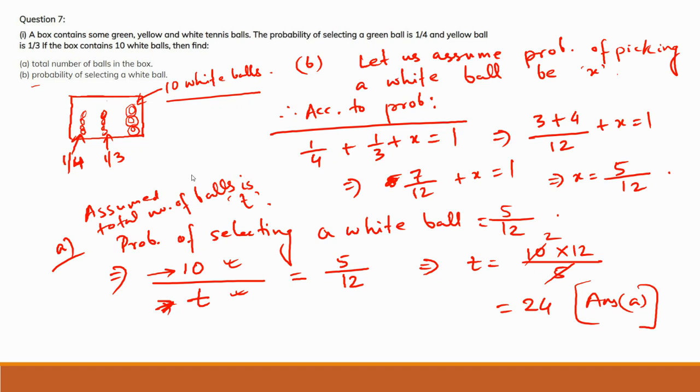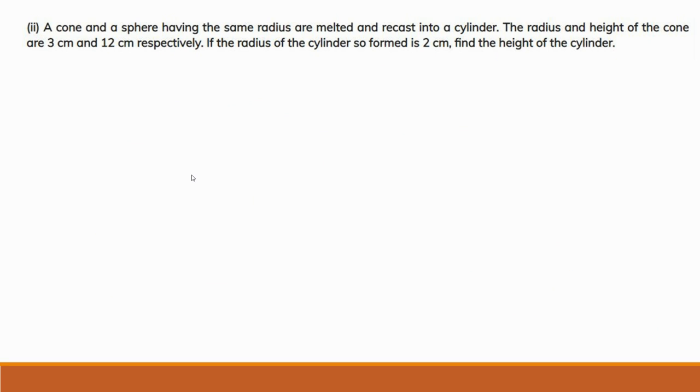Okay, this is 7-2, right? A cone and a sphere having the same radius are melted and recast into a cylinder. The radius and height of the cone are 3 centimeter and 12 centimeter. If the radius of the cylinder so formed is 2 centimeter, find the height of the cylinder. Radius and height is given, and the cone and the sphere have the same radius.